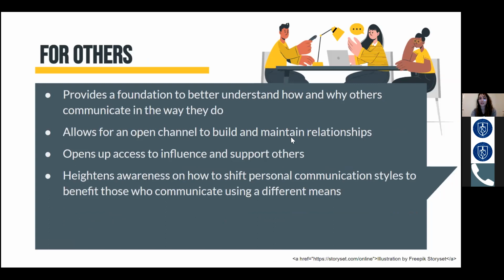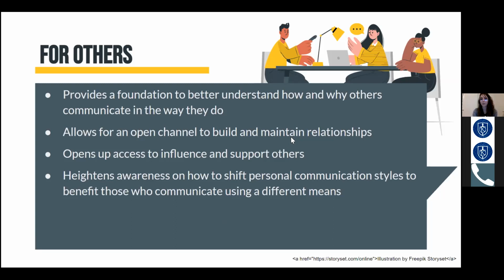It allows for an open channel to build and maintain relationships. Even if your communication style, or the communication style of the individual you're working with, is not relationship oriented, it still allows for that foundation to build those relationships as well as maintain those relationships continuing on. It opens up access to influence and support others, and it heightens your awareness of how to shift your personal communication style to benefit those communicating using different means.